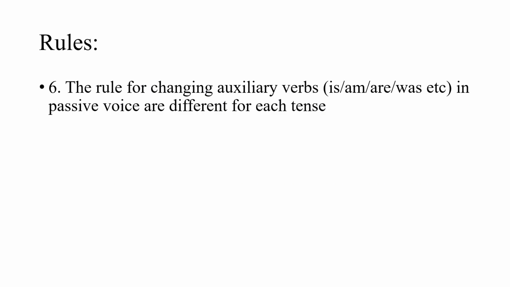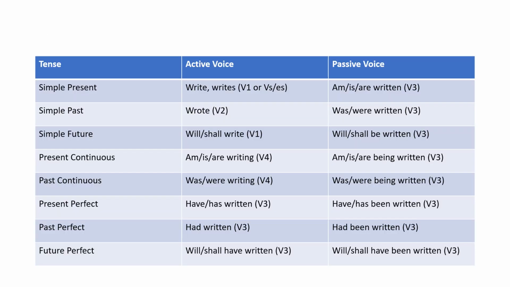According to the sixth rule, the auxiliary verbs is, am, are, was, etc. in the passive voice are different for each sentence, and we will change them accordingly. In this slide, we can see the tenses, the active voice, and the passive voice, but only the formulas are written here. In the next slide, we will see the examples clearly according to each tense.